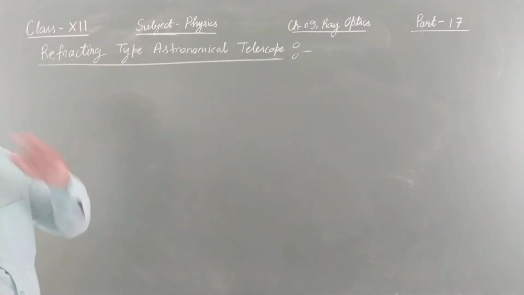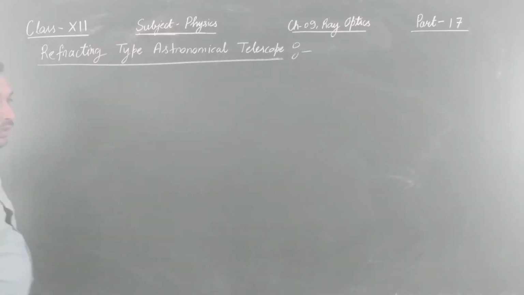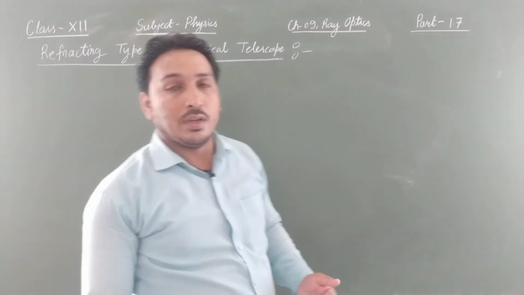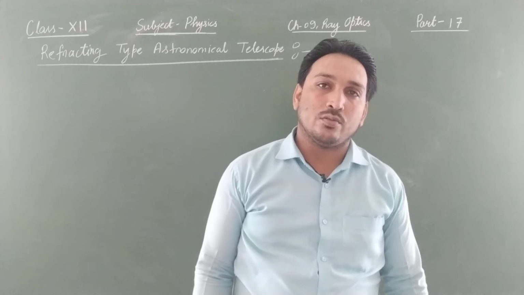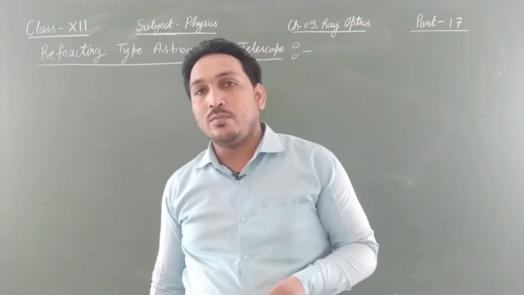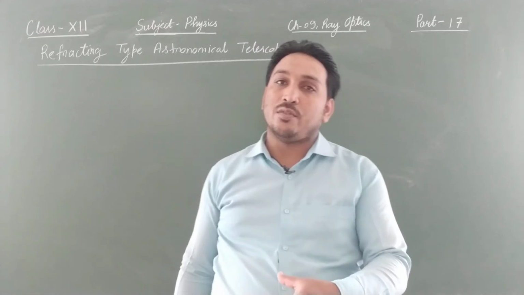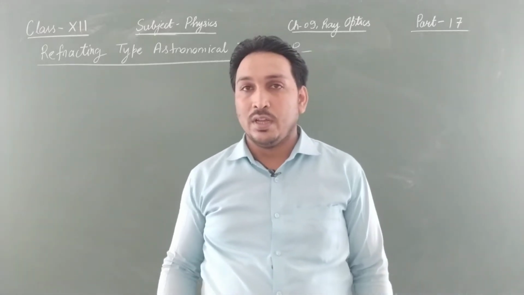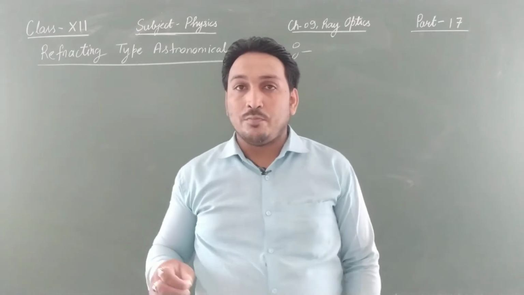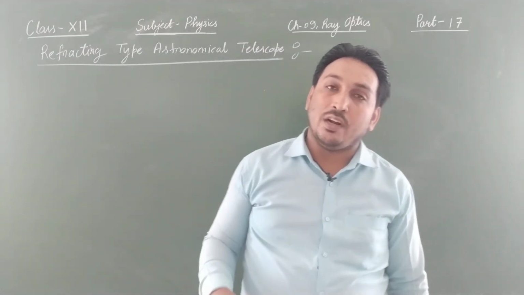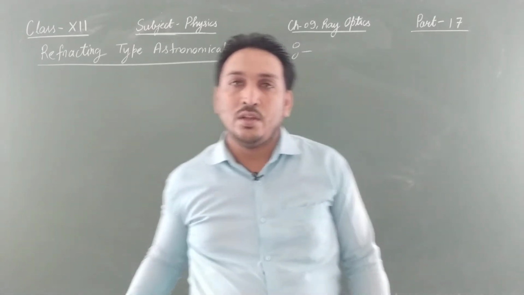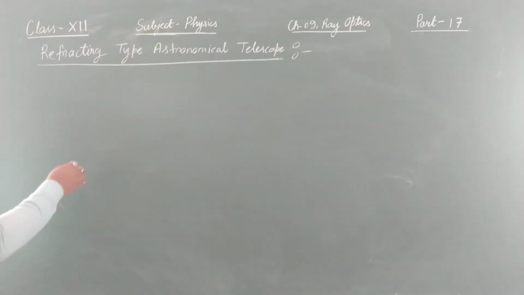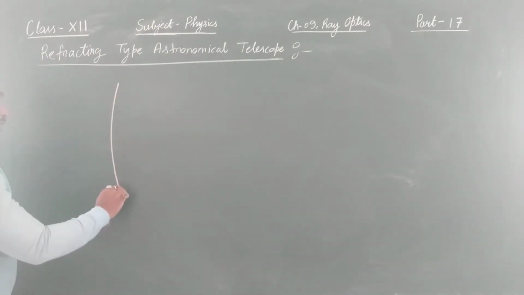Now let us try to understand. Again, it has two lenses. One is called the eyepiece, and another one is called the objective. If you compare it with the compound microscope, which also had two lenses: in the compound microscope, the eyepiece was of larger aperture and the objective was of smaller aperture. In this case, it is just the opposite. The objective is of larger aperture and large focal length. The eyepiece is of smaller aperture and small focal length. So we have two lenses. One is the objective. The objective has to be of larger aperture.